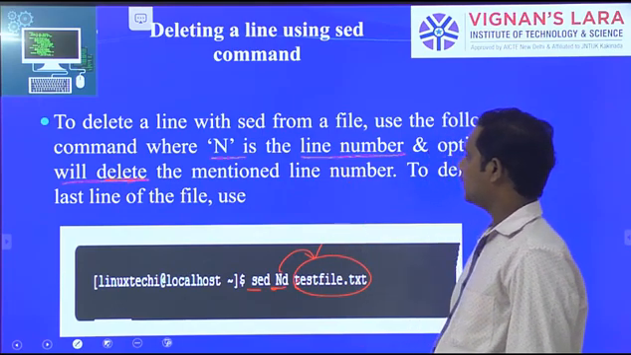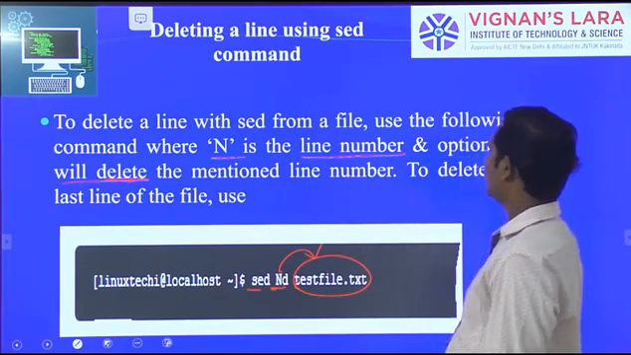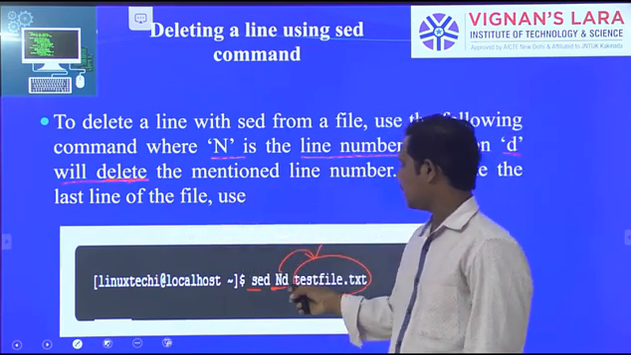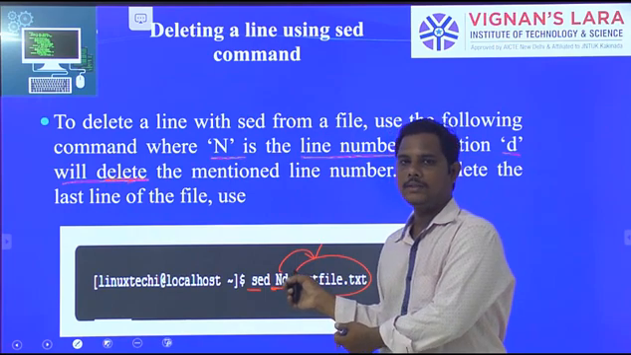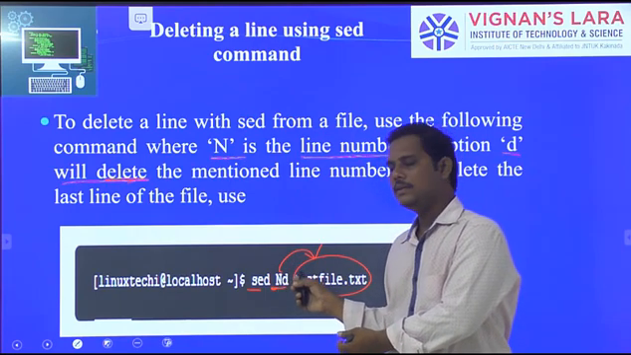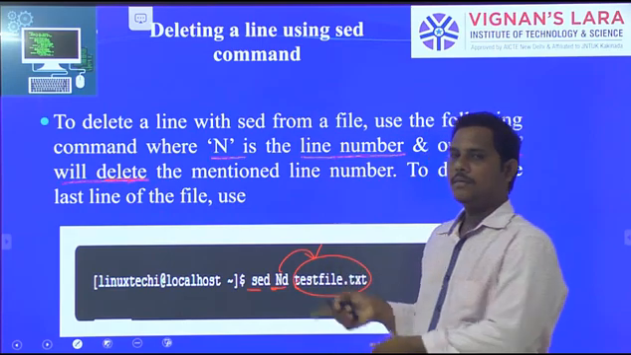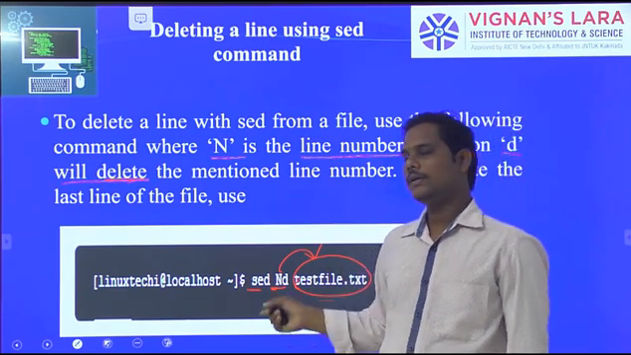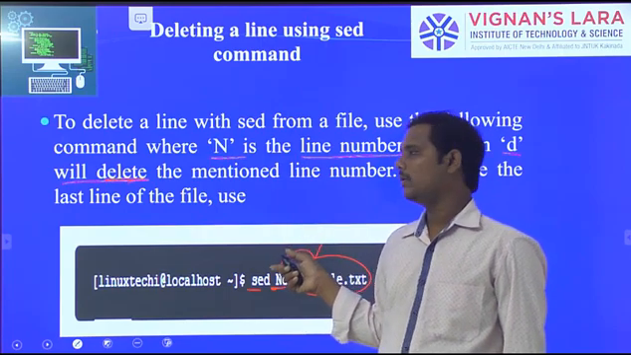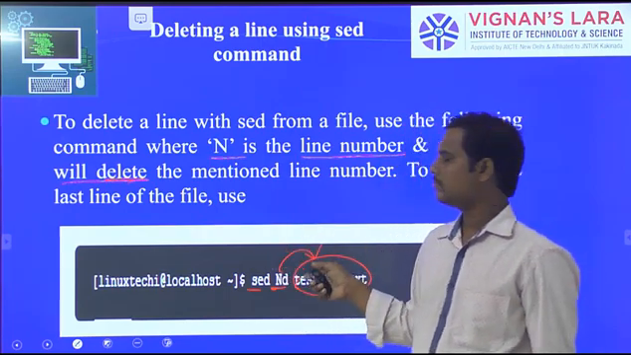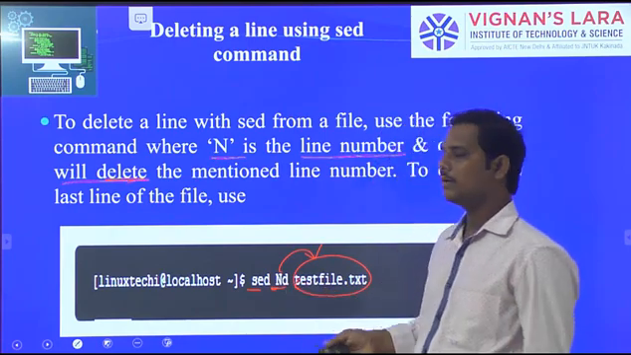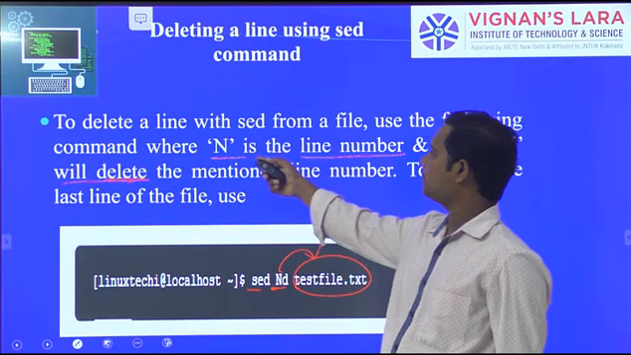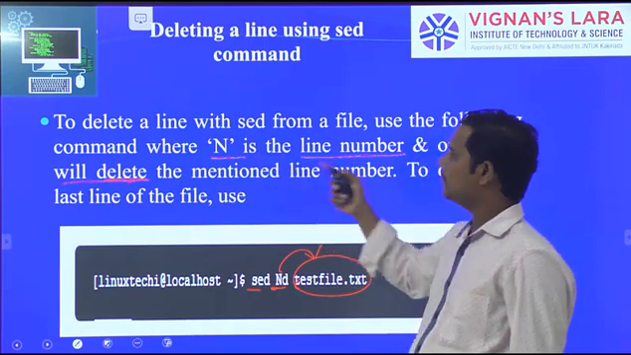To delete the last line from the file, here I have not mentioned any line number, just the option, d, and the input file. So whatever line you give, that line will be removed, deleted using this particular command. This is the delete operation. You observe it: capital N means line number, small d means delete.